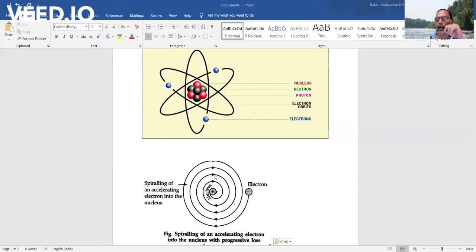So my dear students, today what we have tried to learn is a recap of Dalton's atomic theory, a recap of J.J. Thomson's atomic theory, and also what is Rutherford's theory. So these three things we have seen.